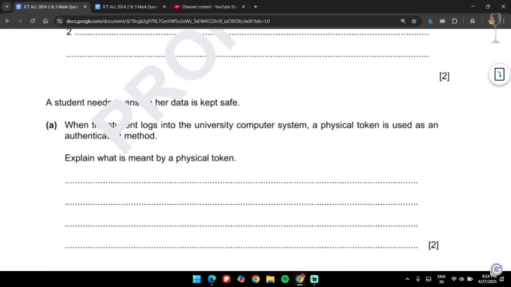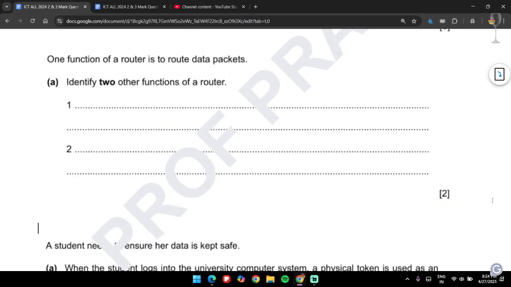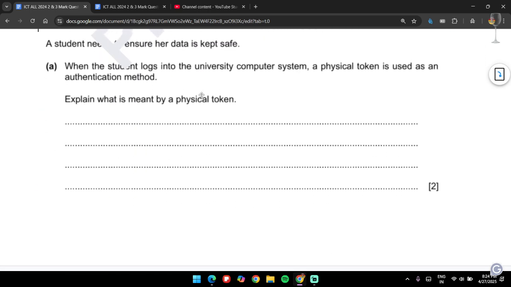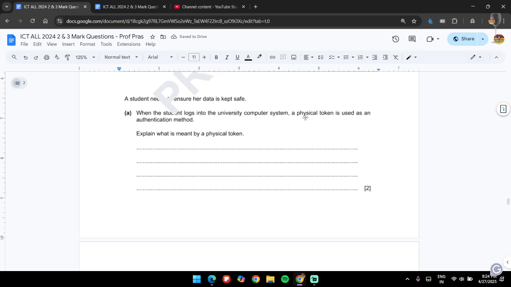A student needs to ensure that her data is kept safe. When the student logs into the university computer system, a physical token is used as an authentication method. What is meant by a physical token? What's the best way to answer this? Tokens are of two types: an electronic token and a physical token. You get a free mark for saying that a physical token is an item of hardware. An electronic token is an item of software. Just saying these two will easily get you your 1 mark.